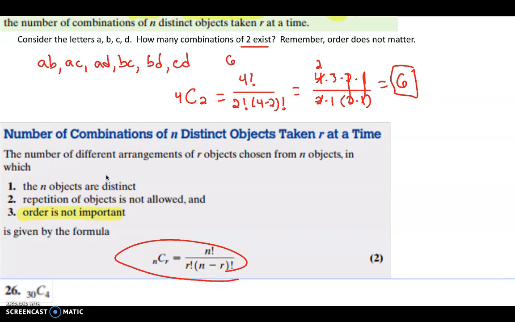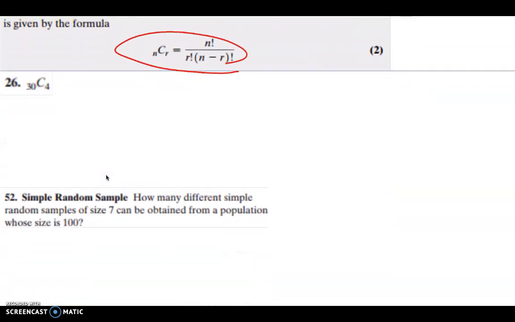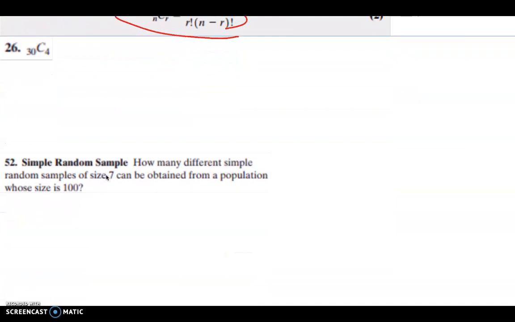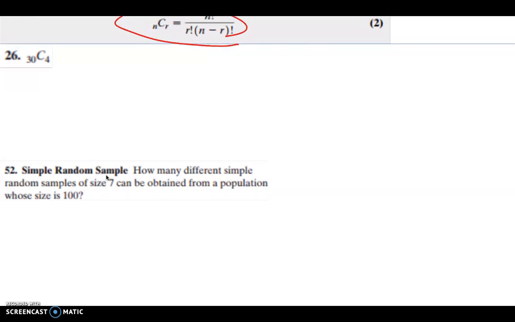Order does not matter. But the rest, having different arrangements of R objects from N objects, that still holds the same. So now we want to find 30 combinations of 4. Okay, so if we're going to find 30 combinations of 4, again, this would be 30 factorial over 4 factorial times 30 minus 4 factorial. Okay, this is going to be big.